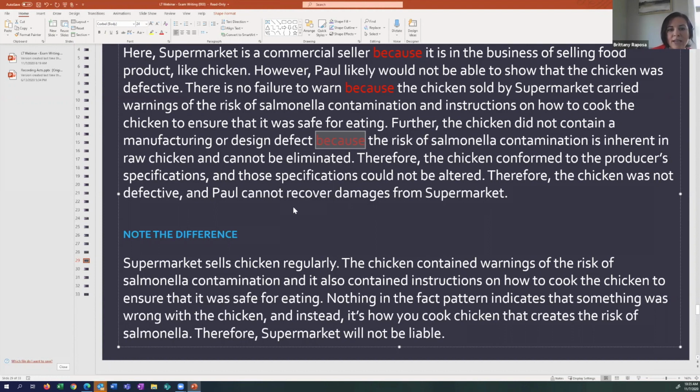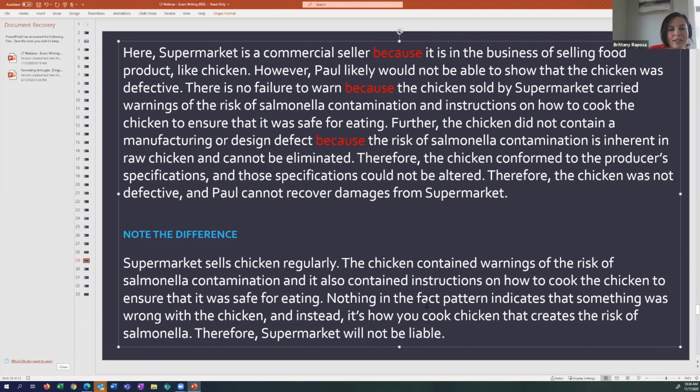Further, the chicken did not contain a manufacturing or design defect because the risk of salmonella contamination is inherent in raw chicken and cannot be eliminated. Therefore, the chicken conformed to the producer's specifications, and those specifications could not be altered. So therefore, the chicken was not defective. So that's student one. Then when we contrast that with student two, we've got something different.